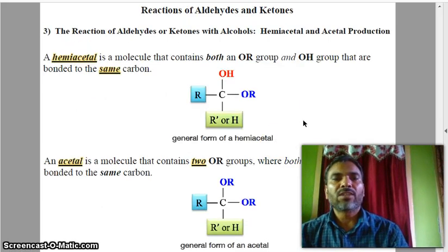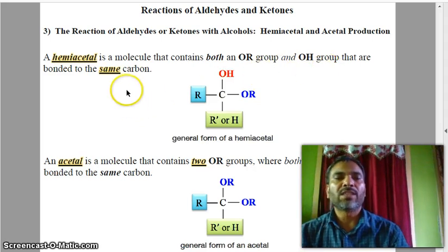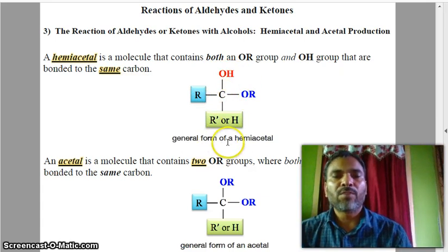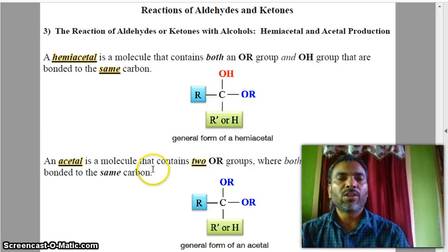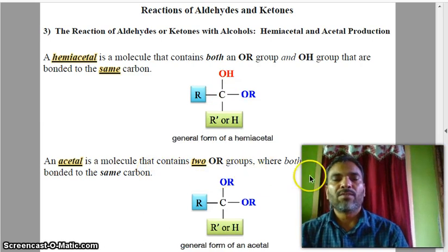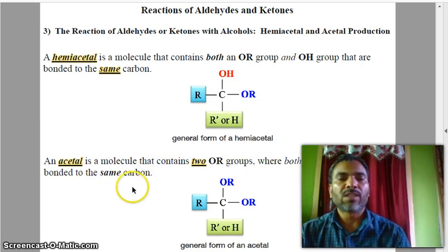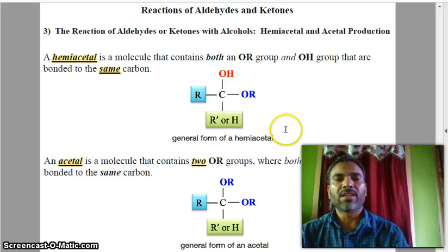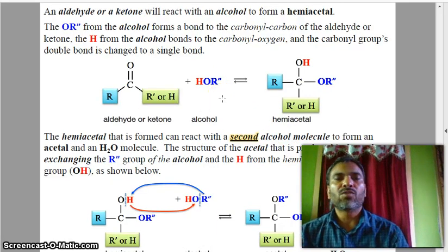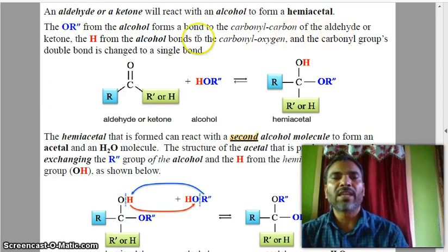The reaction of an aldehyde or ketone with an alcohol: hemiacetal or acetal production. A hemiacetal is a molecule that contains both an OR group and an OH group that are bonded to the same carbon. This is the general form of a hemiacetal. An acetal is a molecule that contains two OR groups bonded to the same carbon. So, hemiacetal and acetal. An aldehyde or ketone will react with an alcohol to form a hemiacetal, where OR from the alcohol forms a bond to the carbonyl carbon of the aldehyde or ketone.